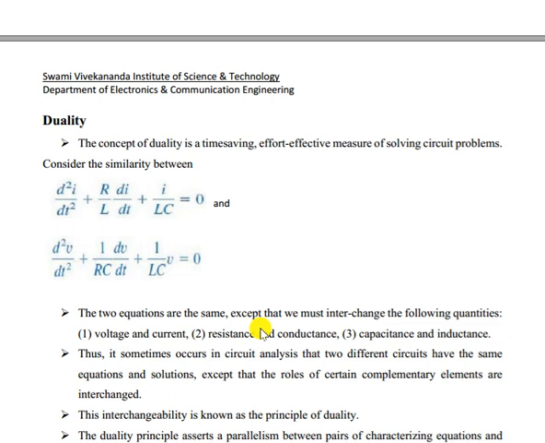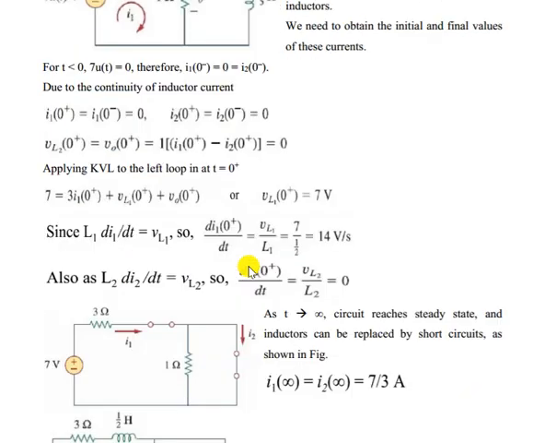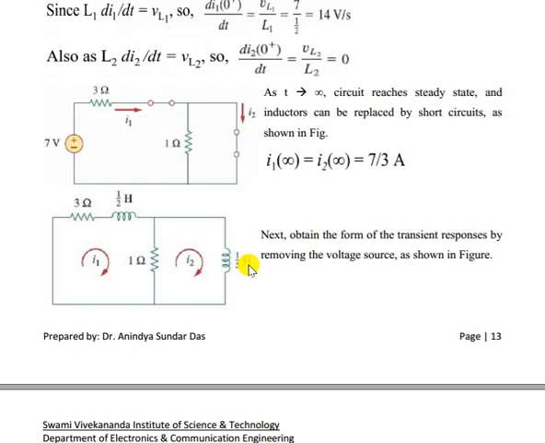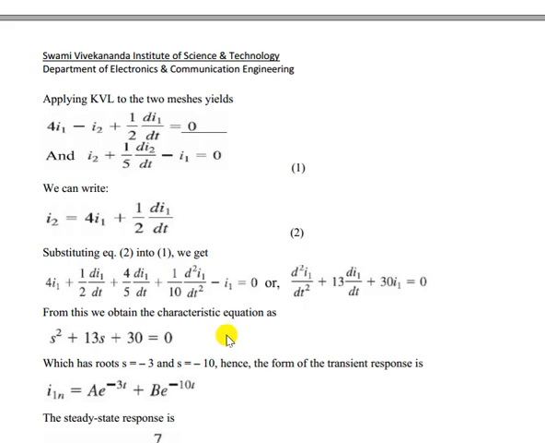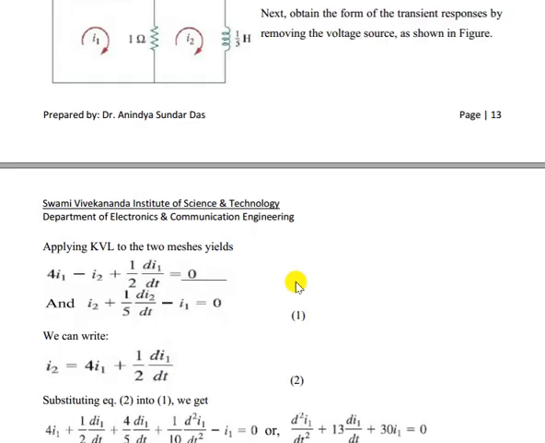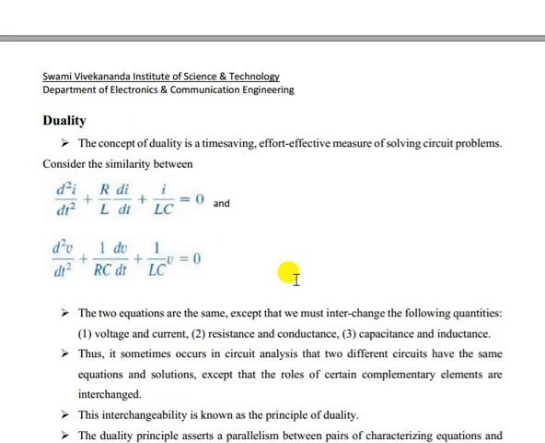Then you can find the characteristic equation in this way: after the switching operation at t equal to 0 plus, by deactivating the independent sources and writing the KVL equation, you can find the characteristic equation. Or else you can solve it by finding the values of alpha and omega 0, then find what the response is: overdamped, underdamped, or critically damped.